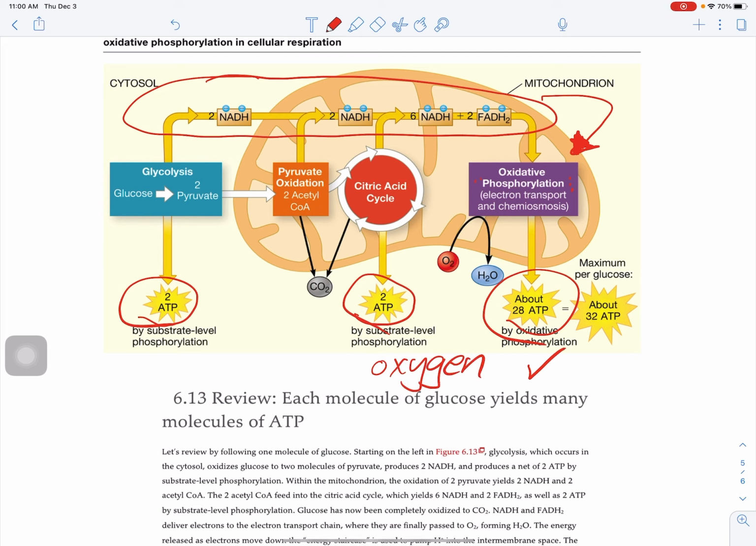It takes aerobic exercise. If you're weightlifting, your trainer is going to say, don't forget to breathe. Because if you forget to breathe, your energy production stops right here. Nothing inside of the mitochondria works. You can't make 30 ATP. All you can make is 2. This is called anaerobic.